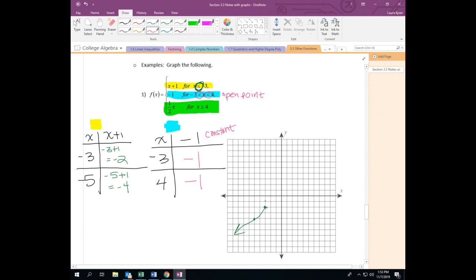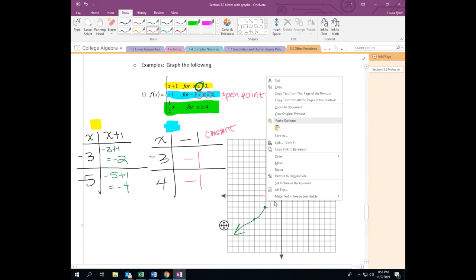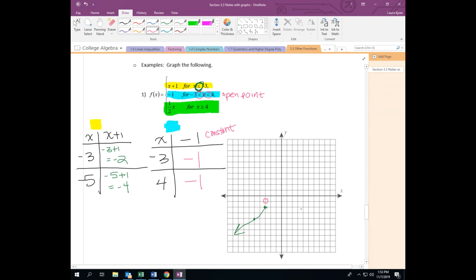So -3, -1, open circle, and 4, -1, open circle. And then again, I'm just going to connect it straight because everything in this interval is -1. And now we're done with that part as well. All right. Last part is the green part.